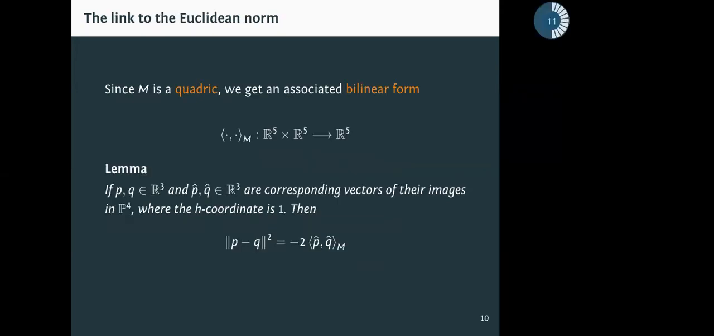So why did we choose this compactification? Maybe the main reason is that the quadric M defines, as any quadric does, a bilinear form, which I denote here by brackets with index M. And this is a bilinear form from the underlying vector spaces of P4, so from R5 times R5 into R. I apologize for the typo. So the codomain should be R.